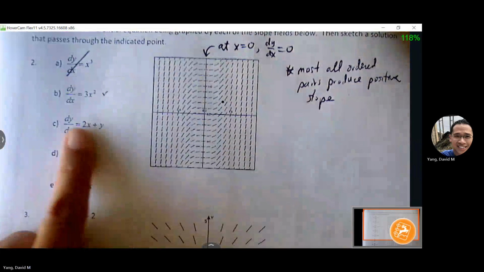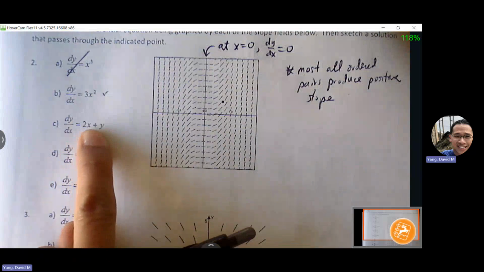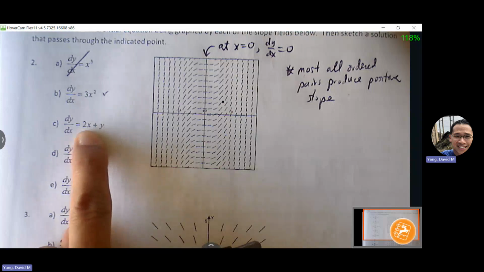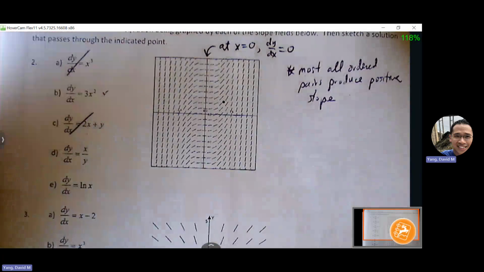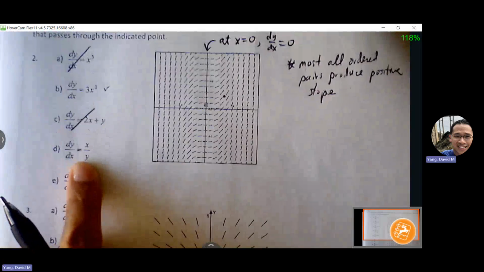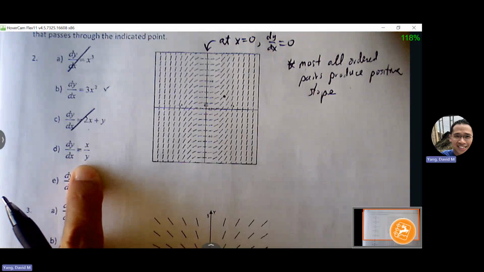Okay. 2x plus y. No. Can you imagine this producing a negative value? Yes, right. It's possible that this produces a negative value if x and y are both negative, or y is more negative than x. So that one's out. How about x over y? Take that out as well.